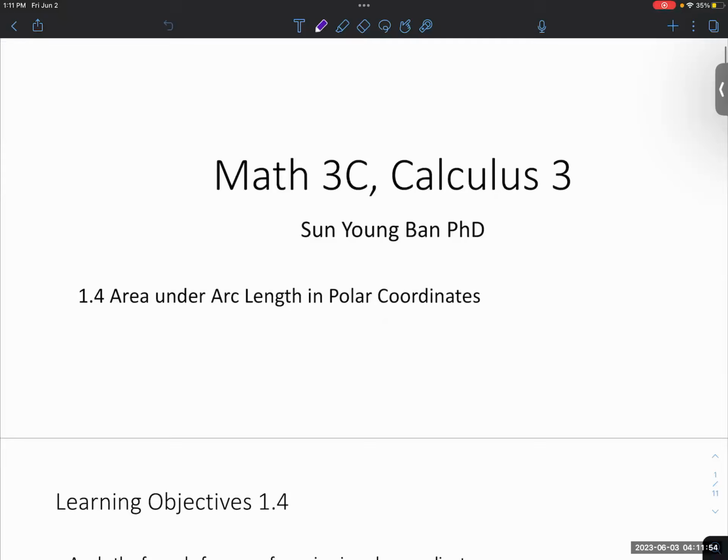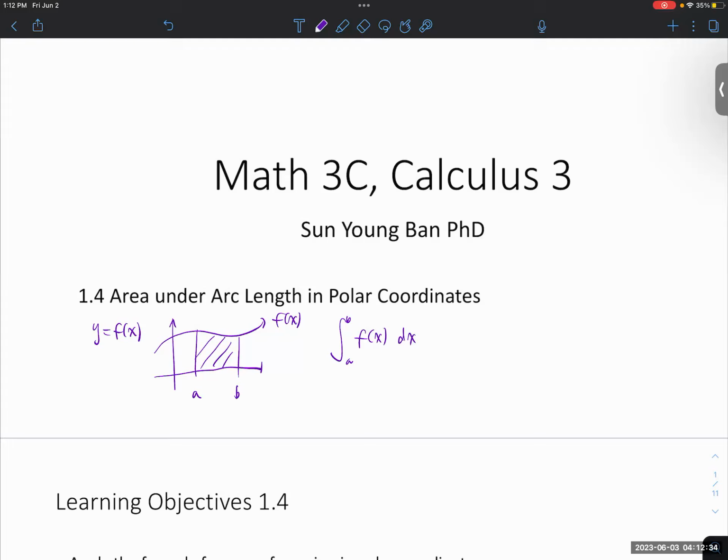So a little bit of review from Calculus 2. In Calculus 2, we've been dealing with the x, y rectangular coordinate system. The definite integral provides a way to calculate the area under the curve. For example, if you have a function y equals f of x, and I want to find out the area under the curve between a and b, by using the integral, we were able to find out the area under the function f of x, right?